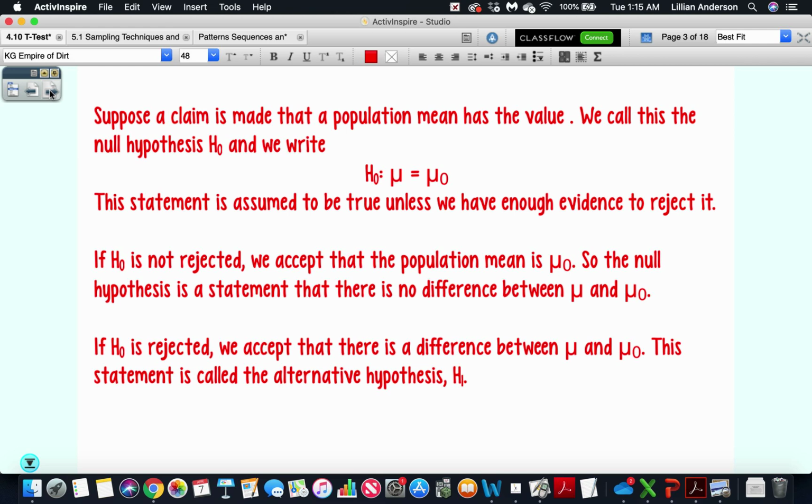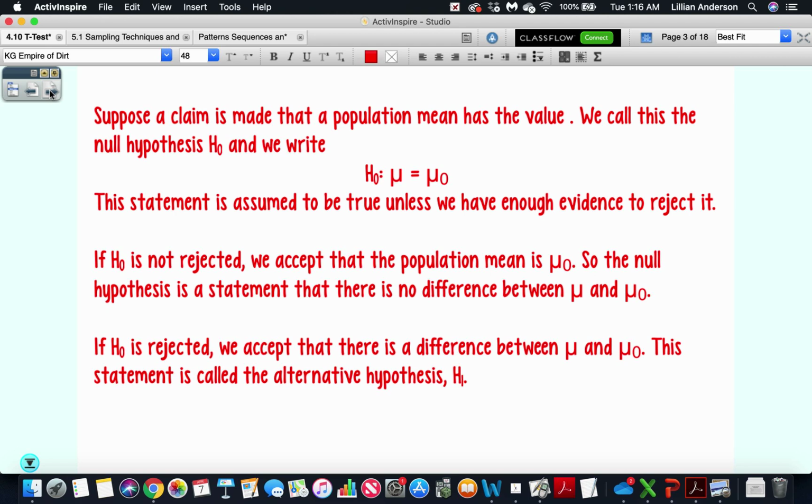Okay? Now, suppose a claim is made that a population mean has a value. We call this, of course, the null hypothesis, and we write it as H sub 0, like you've been writing before. But for this particular type of testing, we're going to write mu, which is the Greek letter that looks like an N with an extra long tail, equals mu sub 0. Okay, this statement is assumed to be true unless we have enough evidence to reject it.